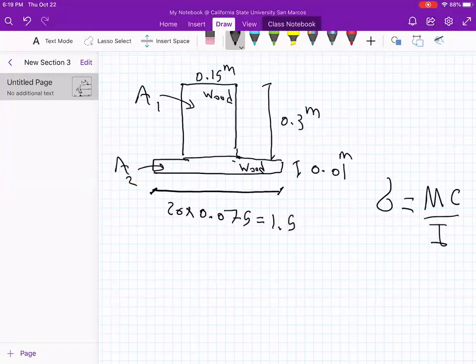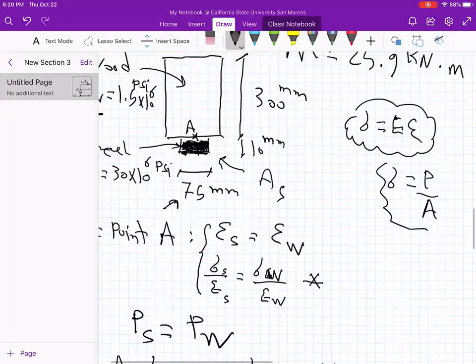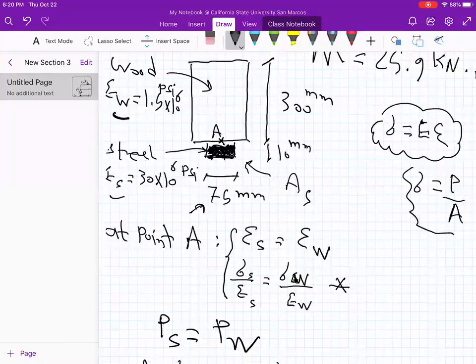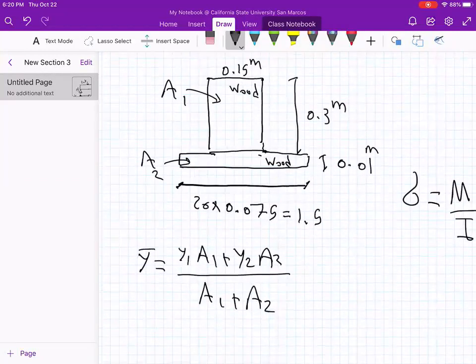Right, exactly. This is A1, this is A2. Y bar equals Y1 A1 plus Y2 A2. Now it's a step I need your help. Is area 2 steel or wood? Both areas are wood. Here the original area is steel, but I find the equivalent area based on wood here. Now it's wood.